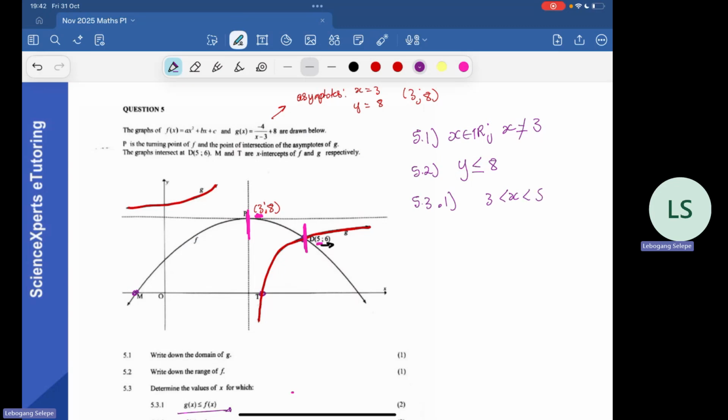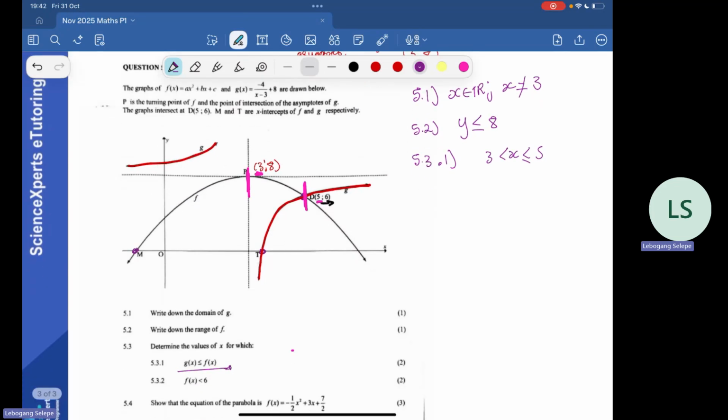Am I supposed to include 3? Let's see if we are supposed to include 3. We can't include 3, right? We can't include 3. Why? Here is the asymptote. We can't include the asymptote, right? Can we include 5? Yes, we can include 5 because they are equal at that point, right? So we can include 5, but we can't include 3. Now let's move on to 5.3.2.